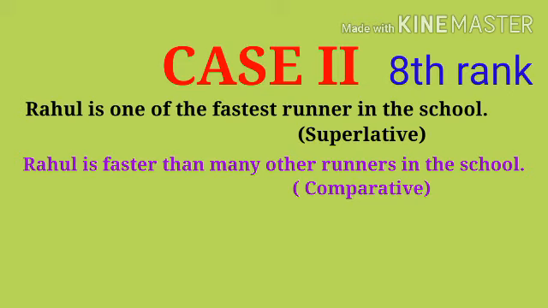You remember, no? Rahul is the fastest runner in the school. And how you did in positive form is no other runner in the school is as fast as Rahul. Isn't it? So over here the question is Rahul is one of the fastest runners in the school. And how can we do it in positive form?